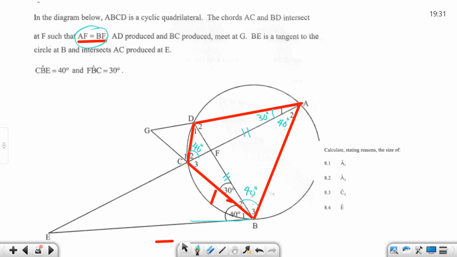What's the next one? E. E is now very easy. Sum of angles in a triangle. You have 40 plus 40 plus 40, 120. Plus 30, 150. 180 minus 150 is 30. Angles in a triangle. We're done. If you keep working with what I told you, trace the source and describe the nature of the line, you always get this. We'll do more of this tomorrow.